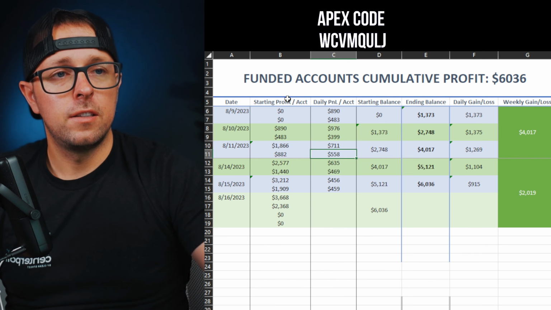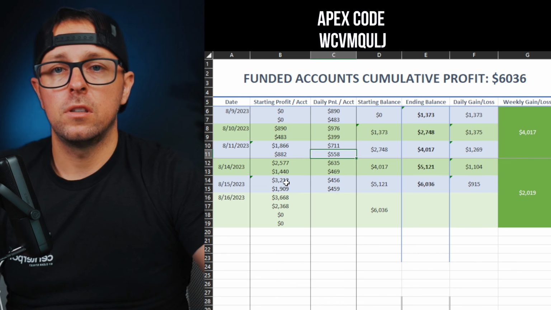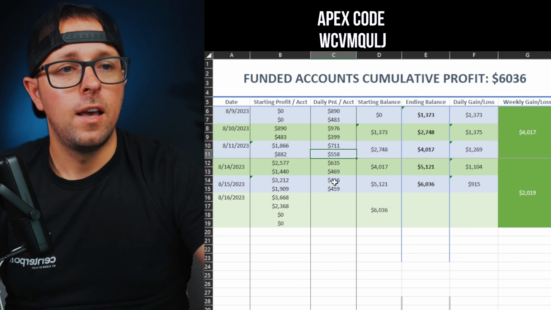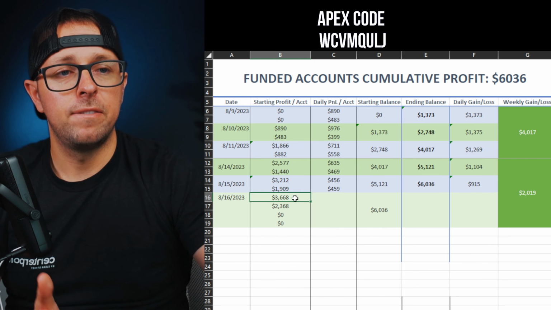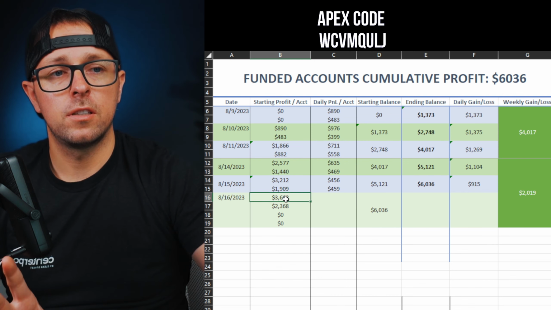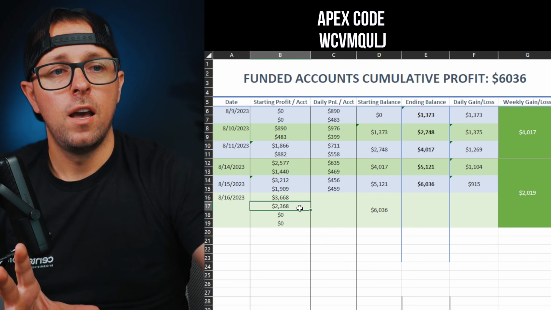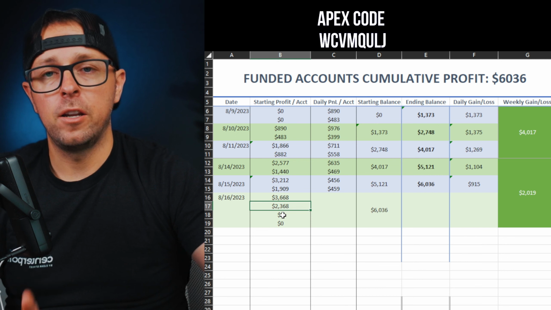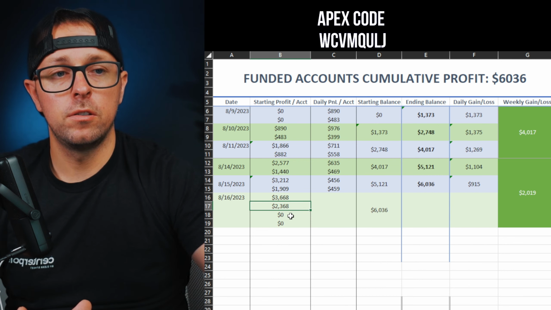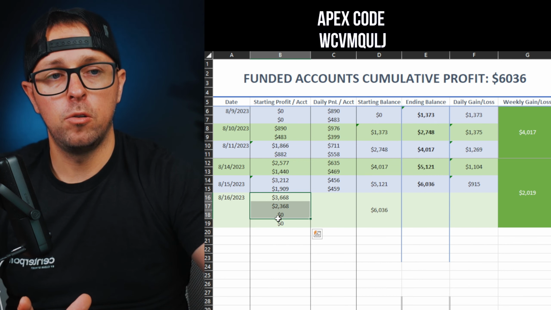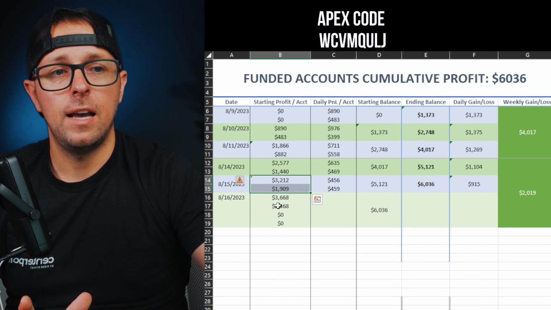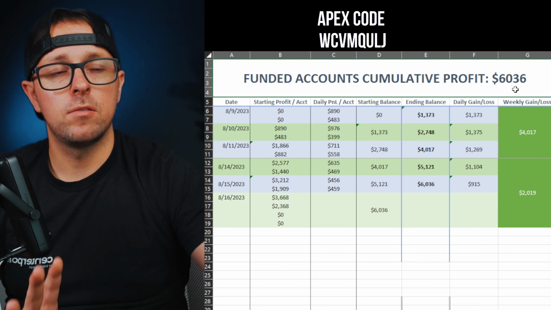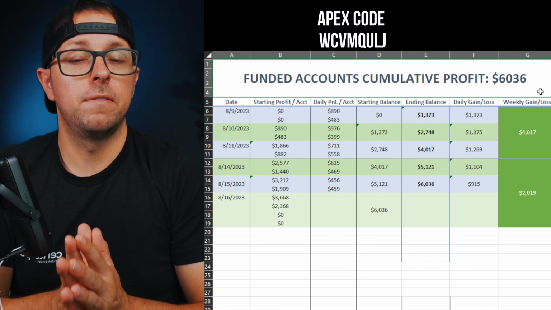You guys could see that the starting profit per account keeps increasing every day because I've made money every single day on these accounts so far. And now I am up, after today, I am up $3,668 on one account and $2,368 on the second account. And then I know I'm getting 2 more fresh accounts tomorrow, so I already started putting that in. So tomorrow there will be 4 rows here instead of 2. And then my cumulative profit right now is $6,036 total in my funded accounts.